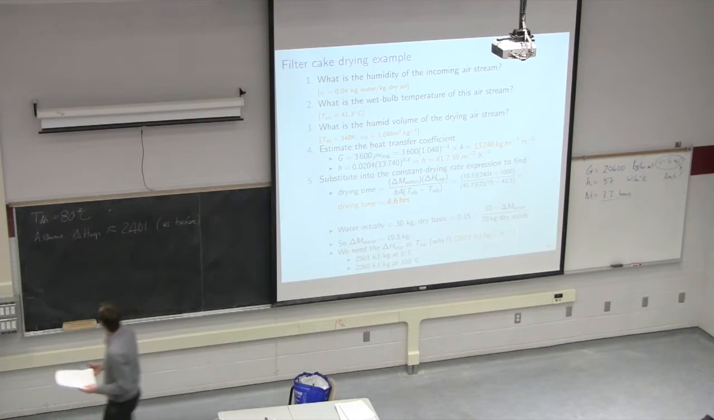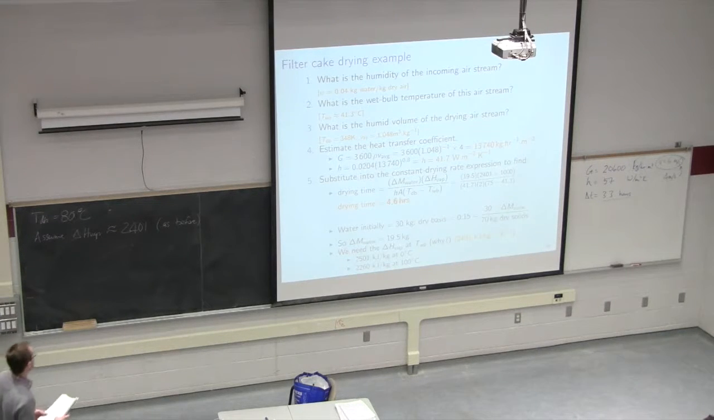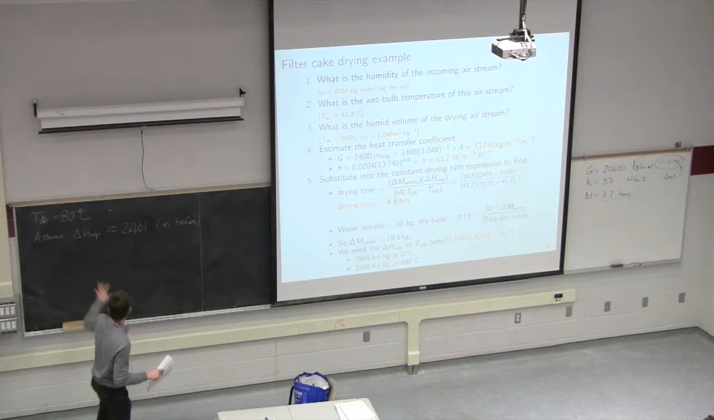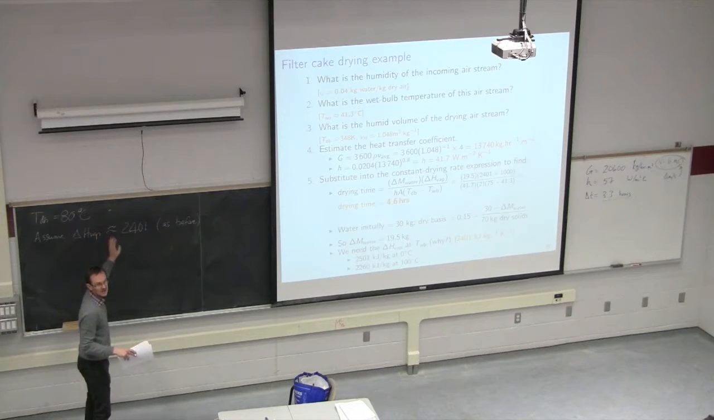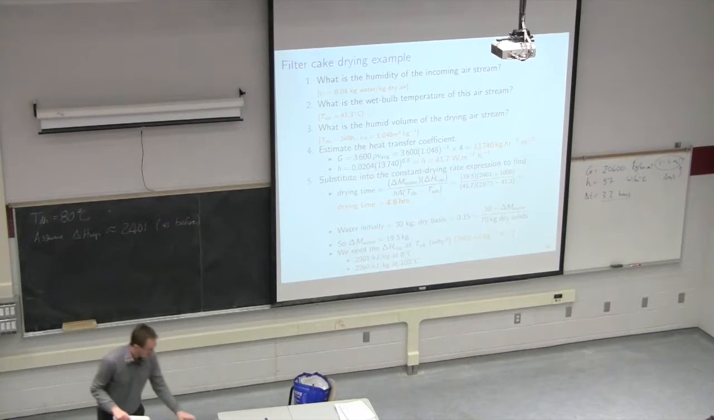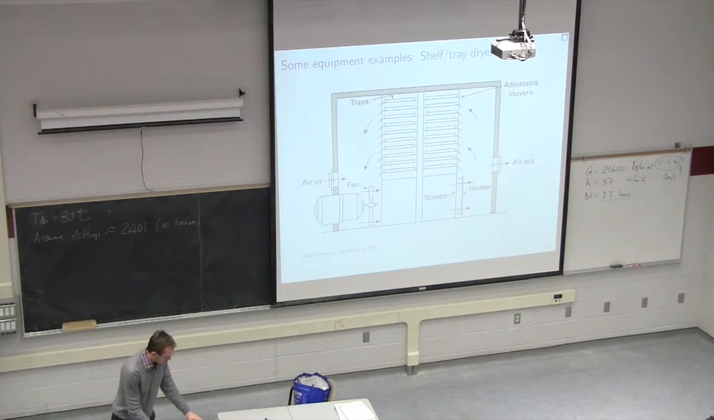When you change the dry bulb temperature, what else changed in that equation? Suggestions? Daniel? The wet bulb temperature changes, and when the wet bulb temperature changes, delta H vap, strictly speaking, also changes. You have to go reinterpolate that. So let's just make sure we understand that.